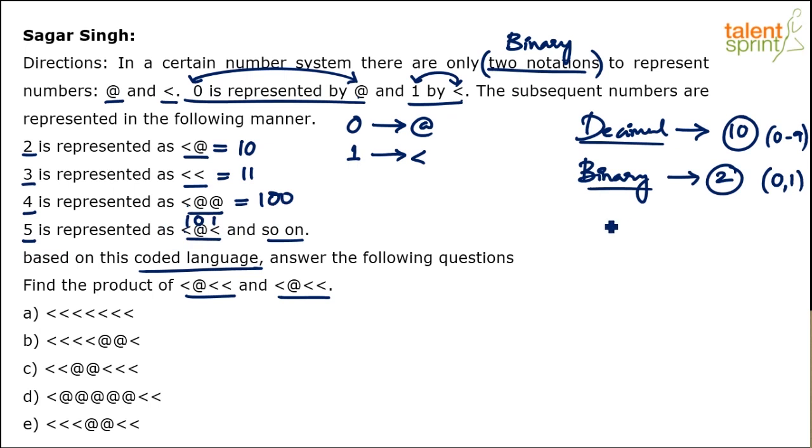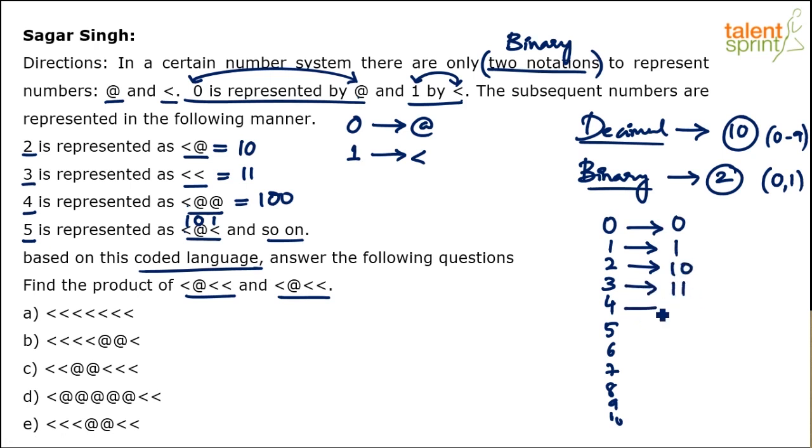So if you have to list it out: 0, 1, 2, 3, 4, 5, 6, 7, 8, 9, 10, and so on. How do we represent these in the binary system? 0 is 0, 1 is 1, 2 is 10, 3 is 11, 4 is 100, and that's what you can see here, right?